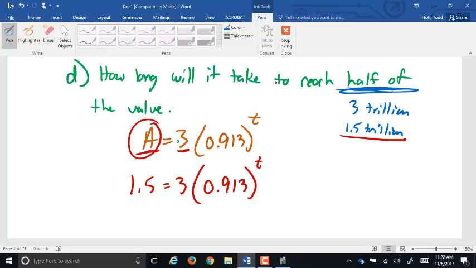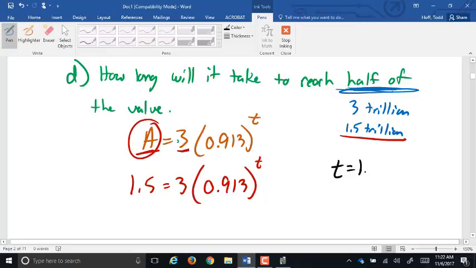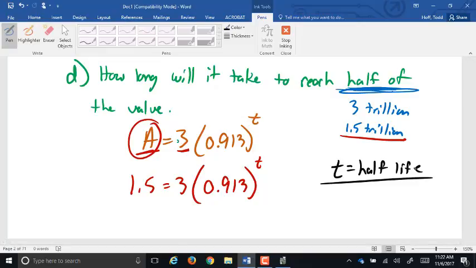Yep, if you're looking at radioactive decay and stuff like that, this does apply to that as well. And what we're actually finding here, I'm glad you brought that up. When we solve this, the t that we're going to get is the half-life of this particular fund. Most radioactive decay does decay by a certain percent per year. And at the end of that time, if it decays to half of the value, the time it takes is the half-life.